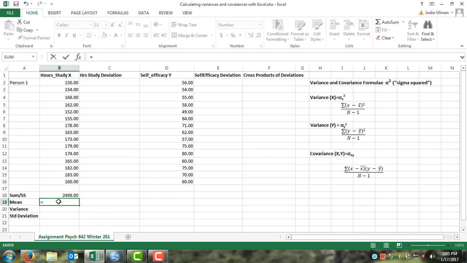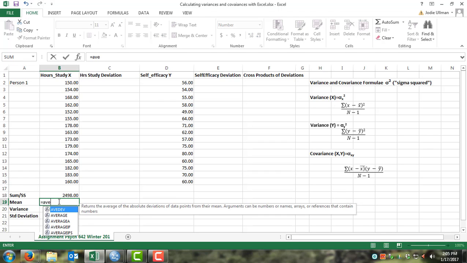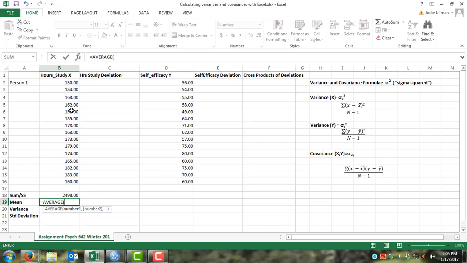Or maybe easiest of all, we could say equals and use a built-in function in Excel. So the second one is average, and we could just average these numbers right there. Highlight, click enter, we have it.